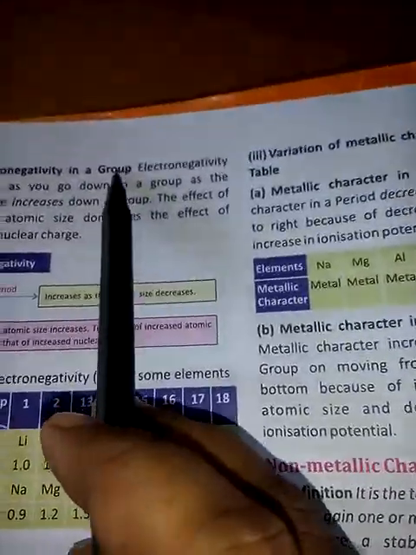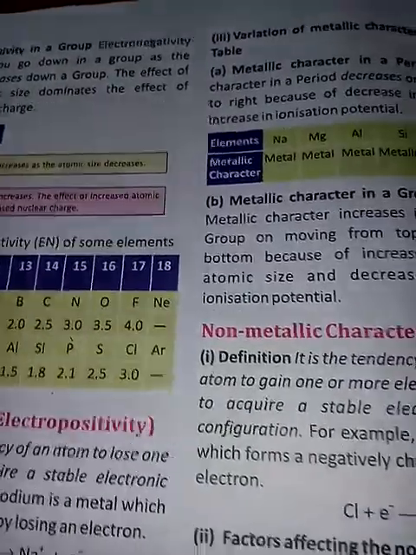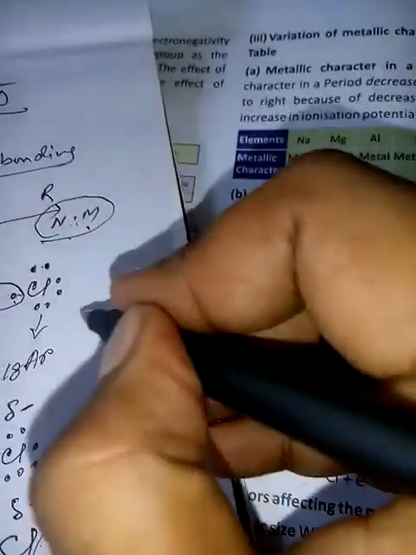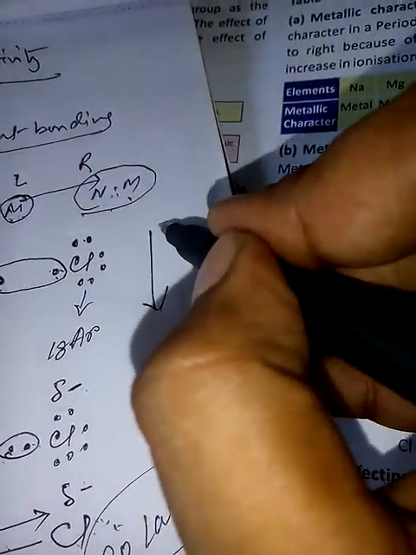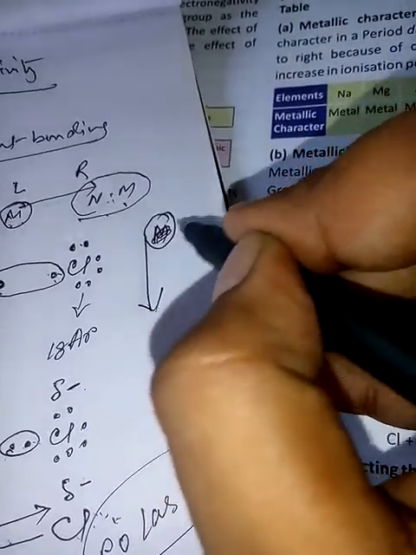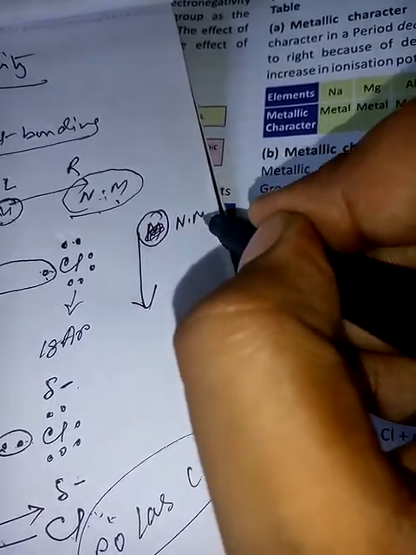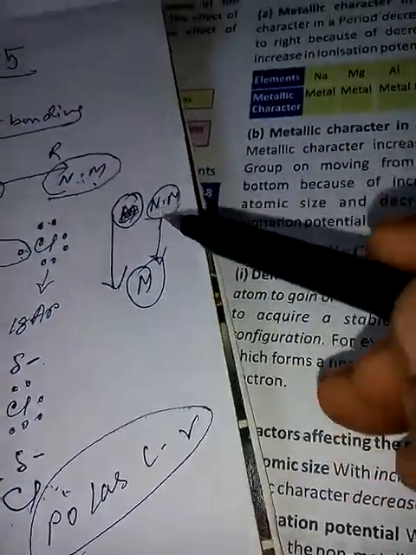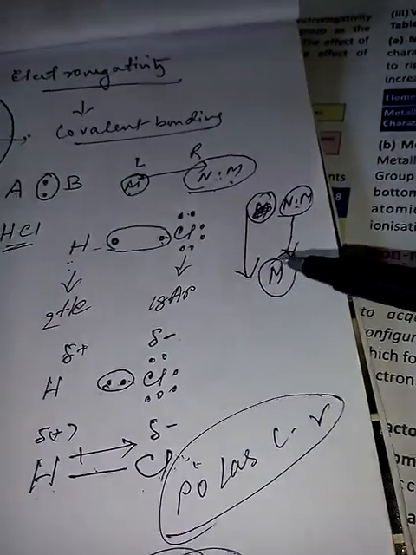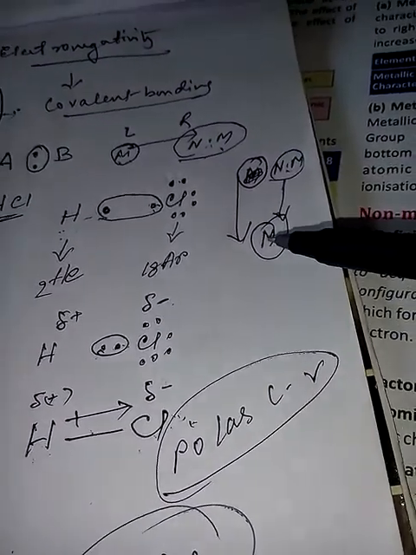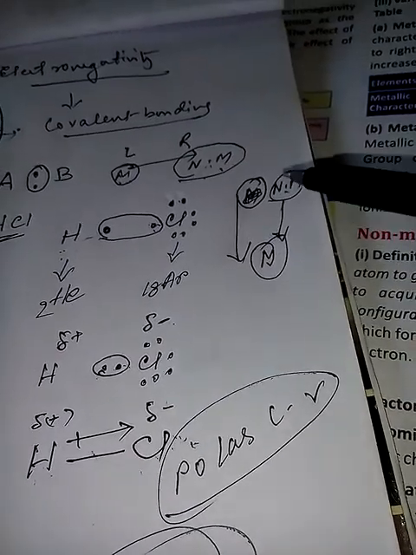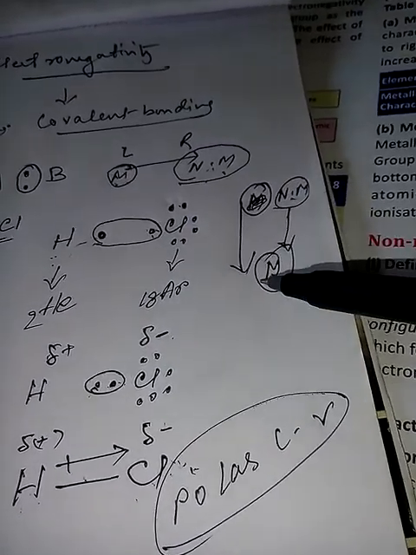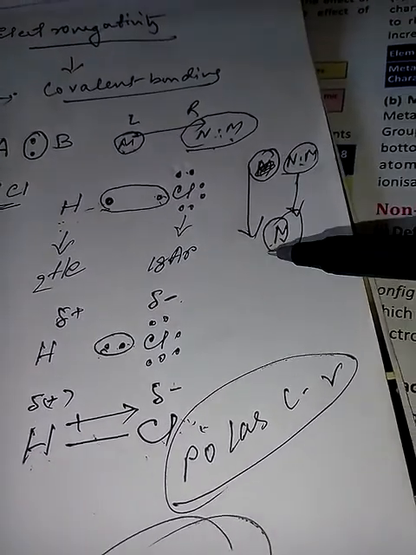Next, electronegativity in a group. Now what happens in the group? When you move down the group, what happens, just tell. When you are moving down the group, at the extreme top you will see the most non-metal. And when you move down the group, the metallic character increases. So if the metallic character increases down the group, which means the electronegativity will decrease, right? Understood? So moving down the group, electronegativity decreases.